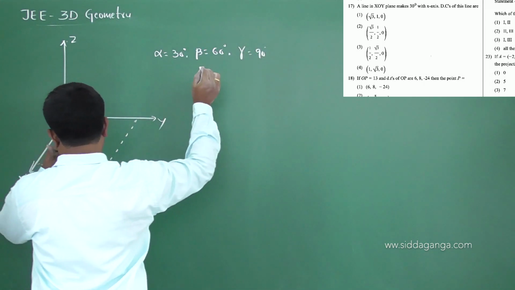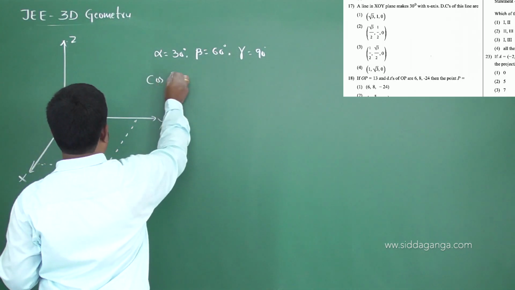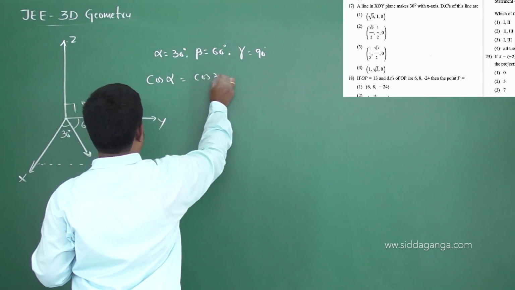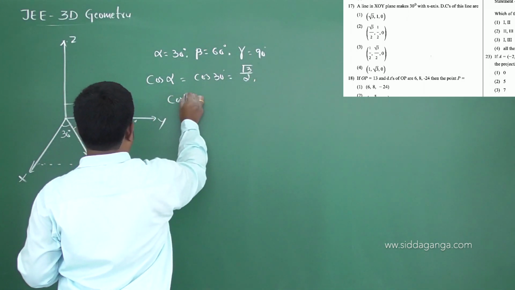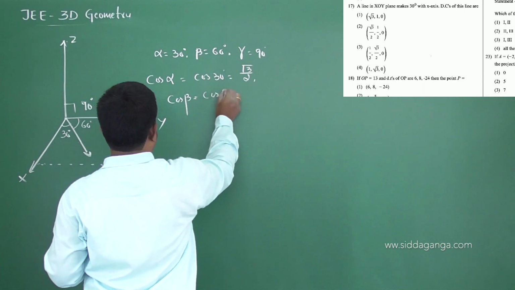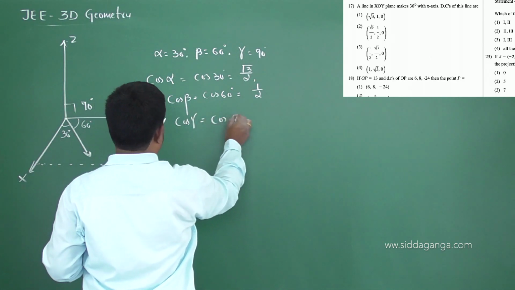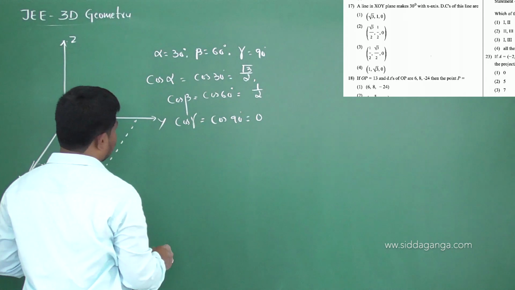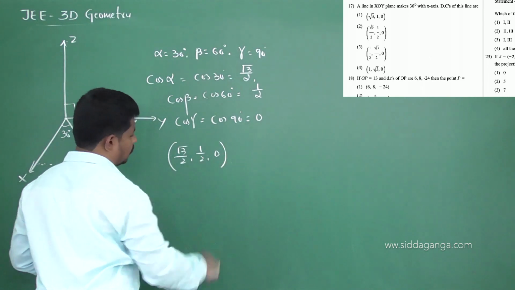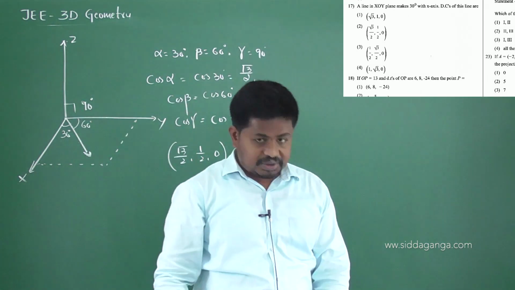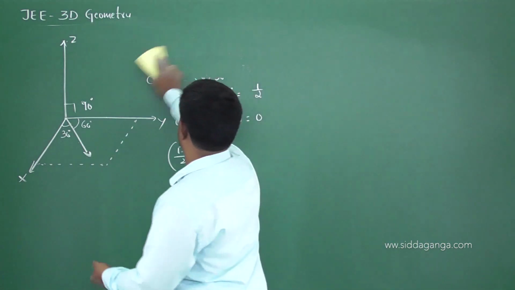So, what do you have to find? Direction cosines, right? The direction cosines of this line are given by cos alpha, that is cos 30, that is root 3 by 2, and cos beta, that is cos 60 degrees, that is 1 by 2, and cos gamma, that is cos 90, that is 0. So the direction cosines of the required line are root 3 by 2, 1 by 2, 0. So option 2 is the correct option.